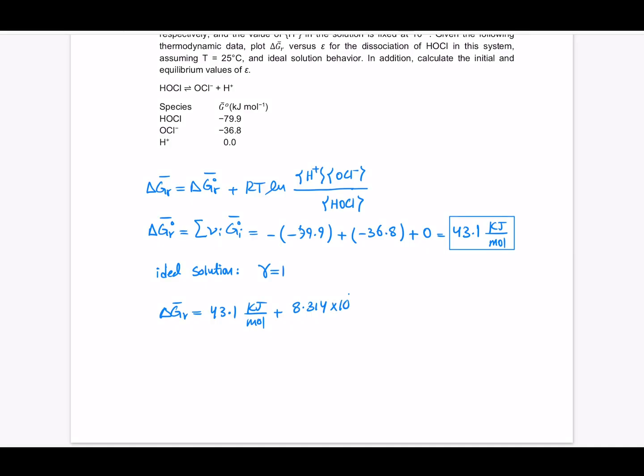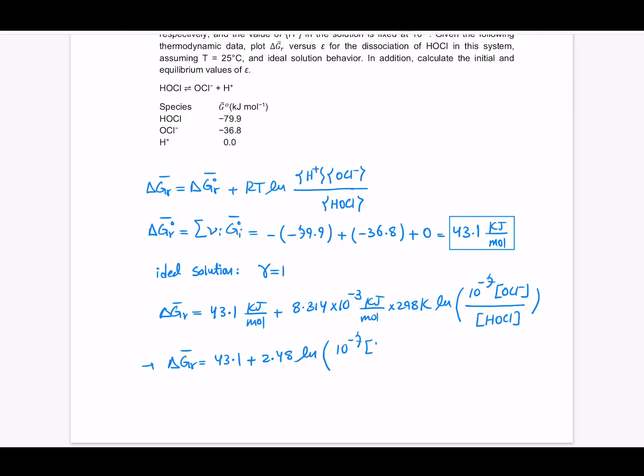8.314, again turning it to kilojoule, times 298 Kelvin, times Ln. We know the activity of proton would be always 10 to the minus 7 in this particular example, then the concentration of OCl, and then the concentration of HOCl. A little bit of simplification. Delta GR is 43.1 plus 2.48 Ln of 10 to the minus 7 OCl minus over HOCl.